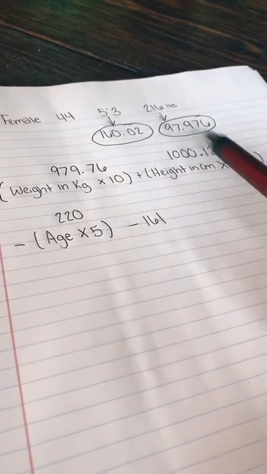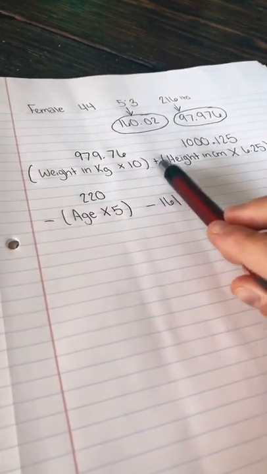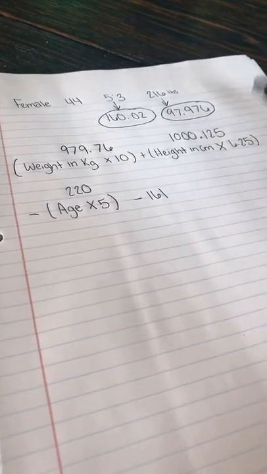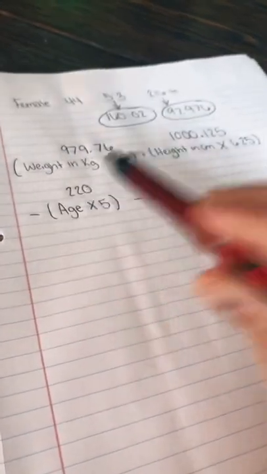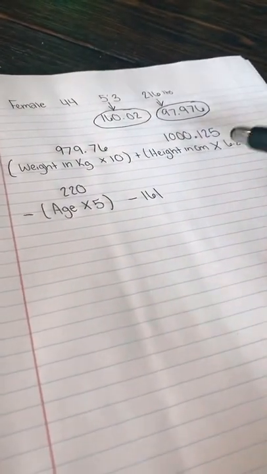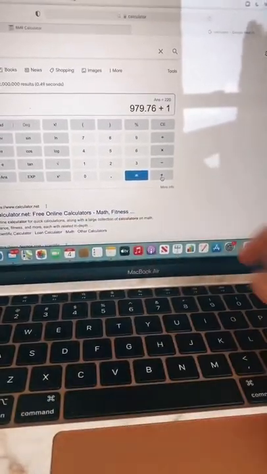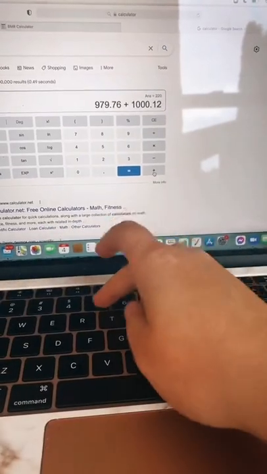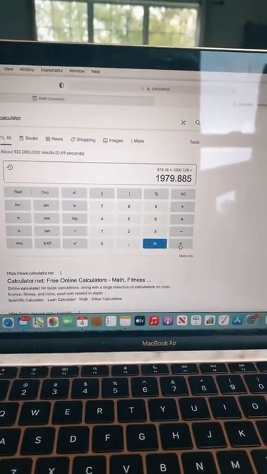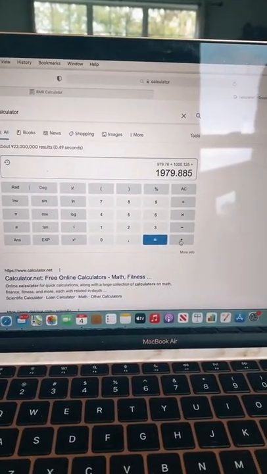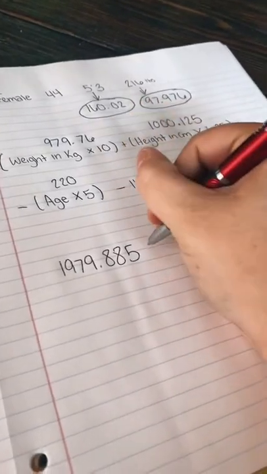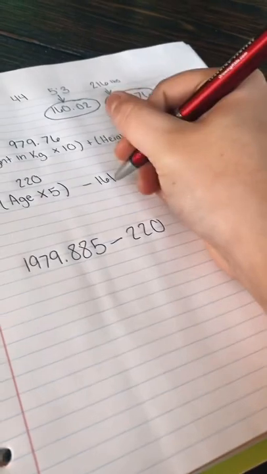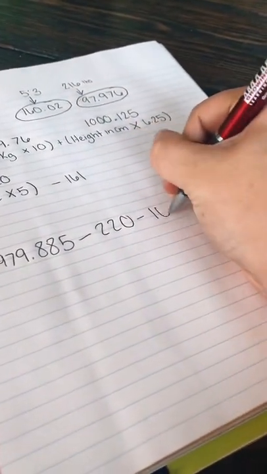So now we add the first two numbers. See the parentheses, add these two. Then we're going to take the sum of this and we're going to subtract 220. So let's add these two first. 979.76 plus 1,000.125. So we have 1979.885. So here's this. We're going to minus the next part. So minus 220. And then the last part, minus 161.